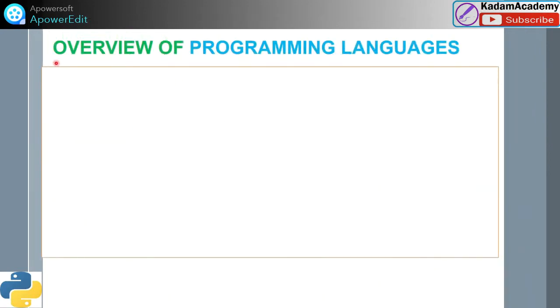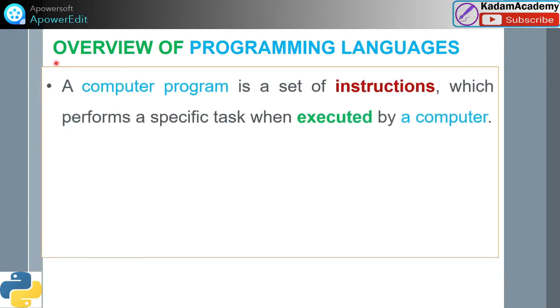Friends, now the overview of programming languages. Till now we have learned what a computer is, and now we are going to study programming languages. A computer program is a set of instructions which performs a specific task when executed by a computer.